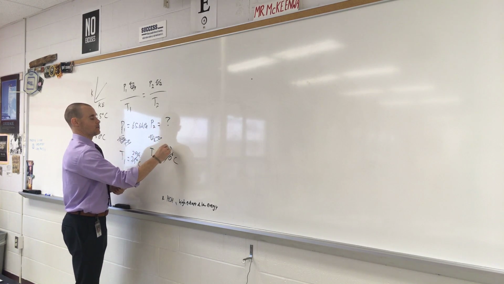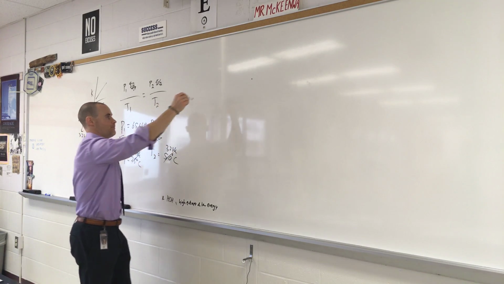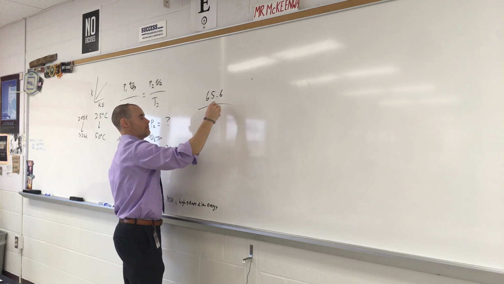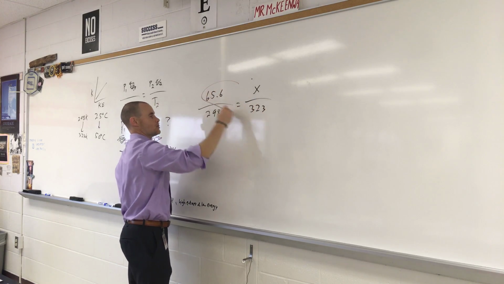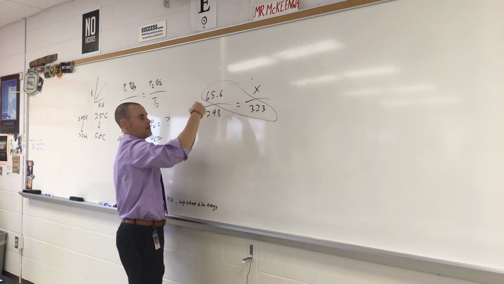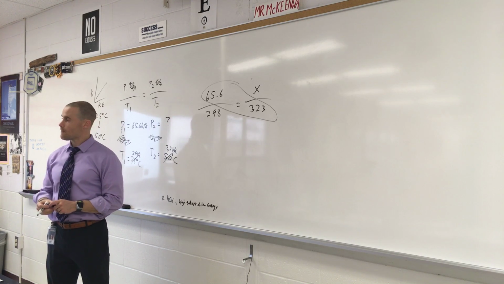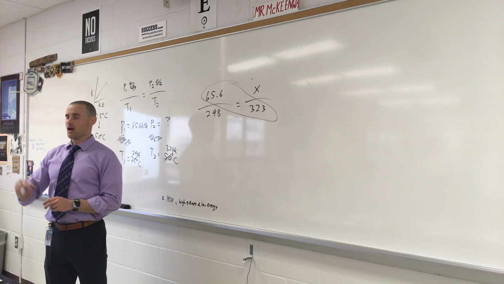298K. This is 323K. All right, go ahead, Jake, set it up. 65.6 over 298 equals x over 323. There it is. And we cross multiply here, that's easy. So what's 65.6 times 323, Alex? All right, well, so who has it?